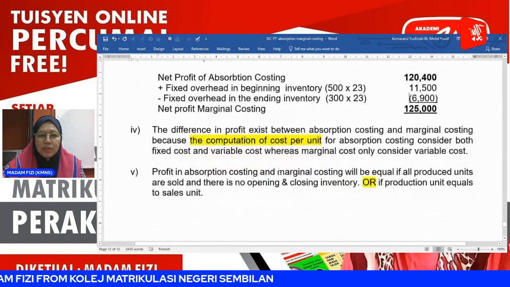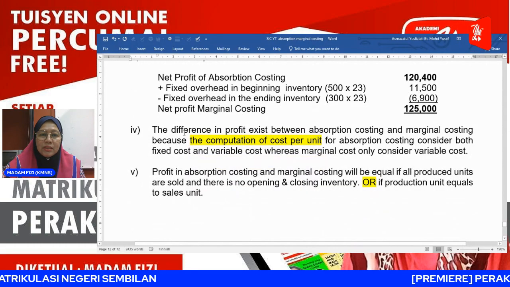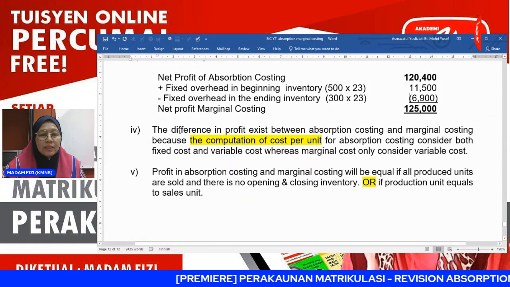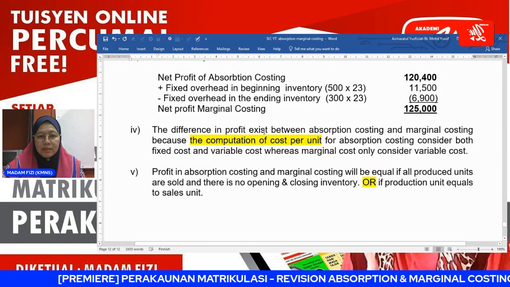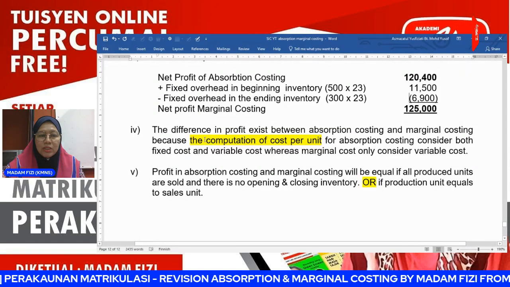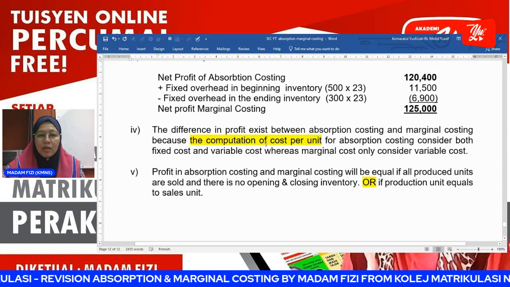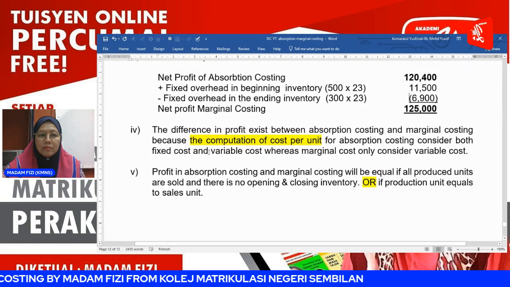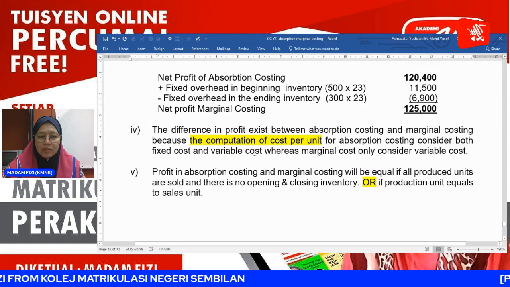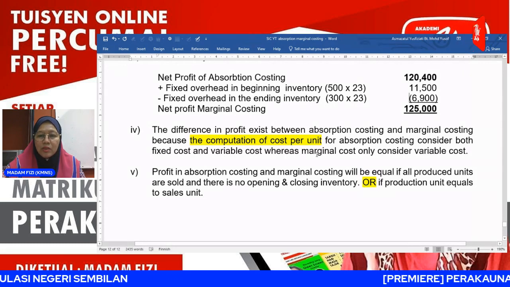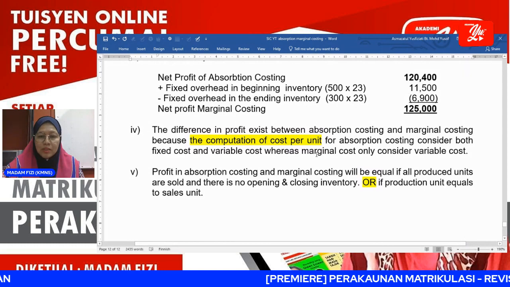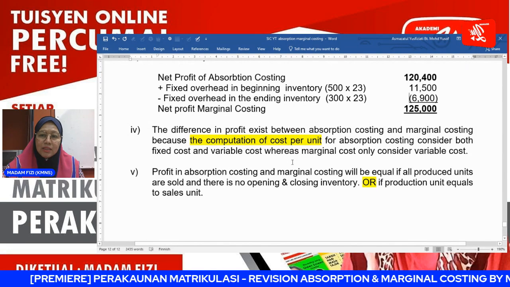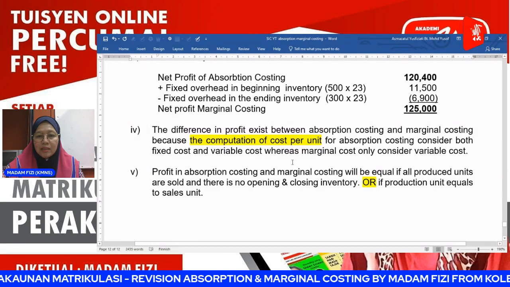Okay, so the next question is the difference of profit between absorption costing and marginal costing. So what is the answer? The difference in profit exists between absorption costing and marginal costing because the computation of the cost per unit for absorption costing considers both fixed cost and variable cost, whereas marginal costing only considers variable cost. Okay, so apa point dia? Point dia adalah fixed cost ada dekat absorption costing tapi tak ada dekat marginal costing.